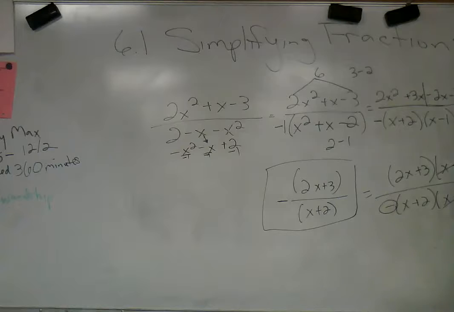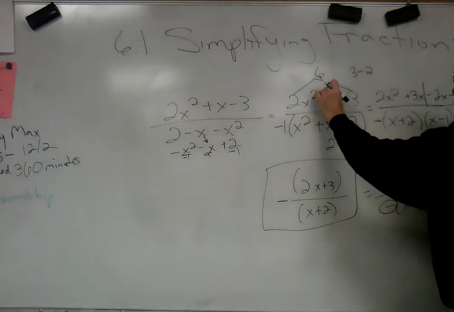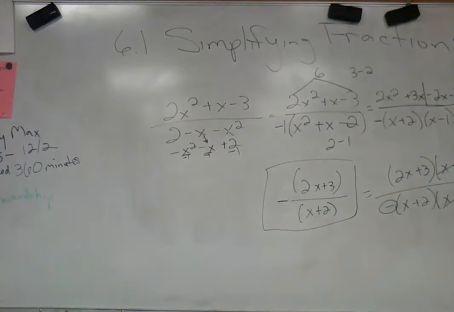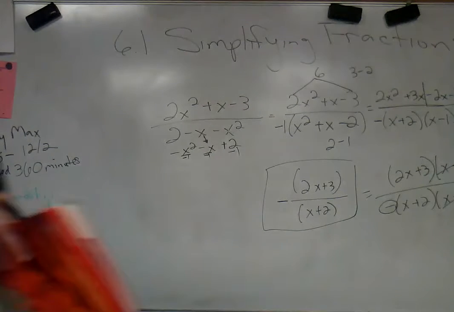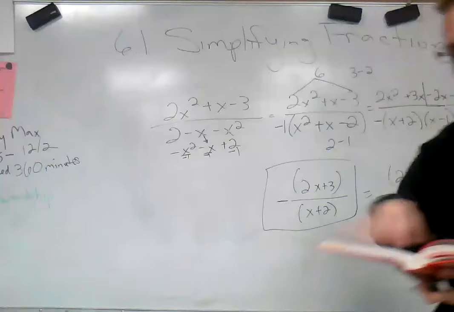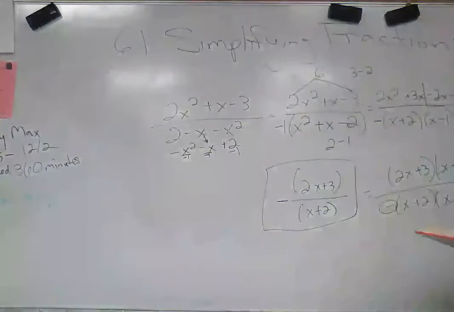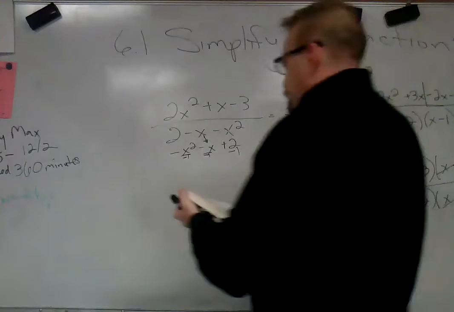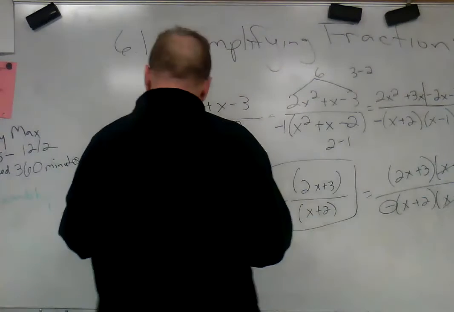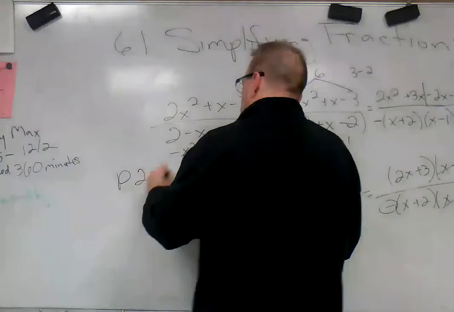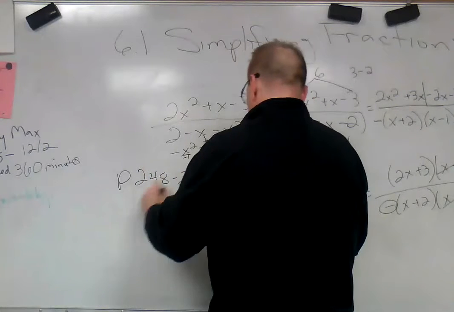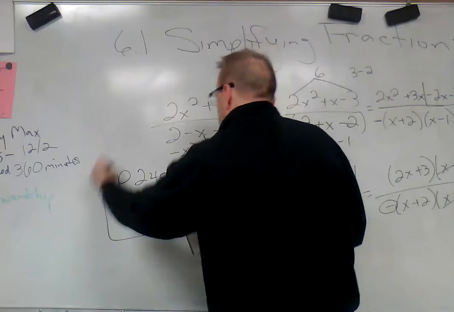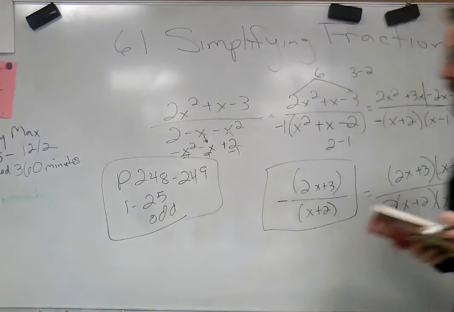So today, the biggest key is: factor your top, factor your bottom, and then we go from there. Simplify as much as possible. All right, so what I want us to do is page 248, 249, 1 to 25 odd. 248, 249, 1 to 25 odd.